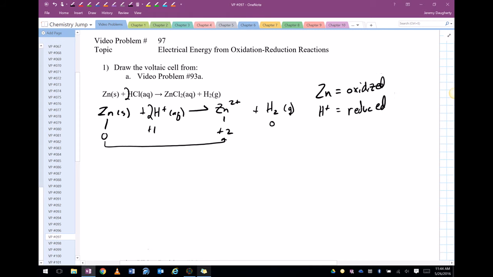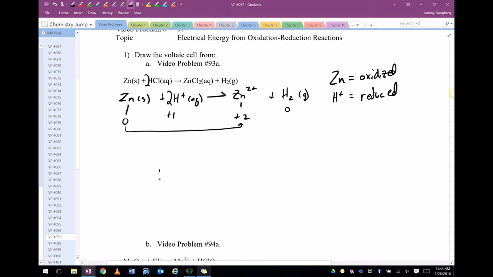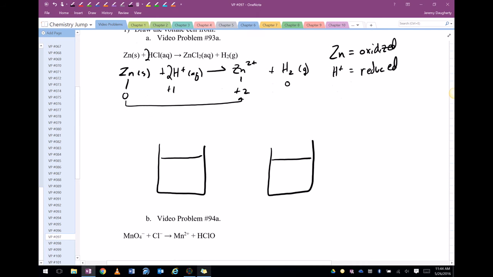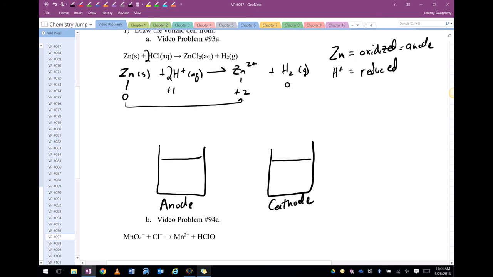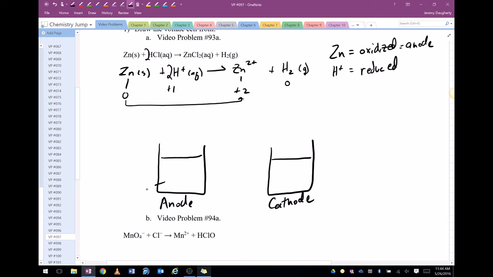Okay, so now we can start to draw our voltaic cell. What we're going to do is draw one beaker, and then draw a second beaker, and put some solution into each beaker. We're going to label the beaker on the left as the anode, the beaker on the right as the cathode. Now, oxidation occurs at the anode. That means I'm going to put that oxidation reaction into the anode. So the solution then must be made of zinc chloride. So let's put a solution of zinc chloride in there.